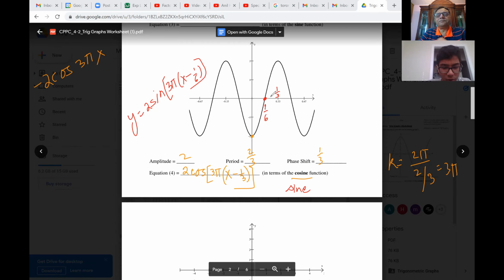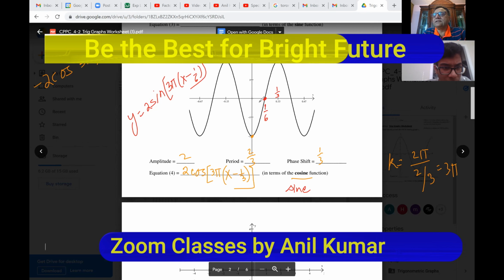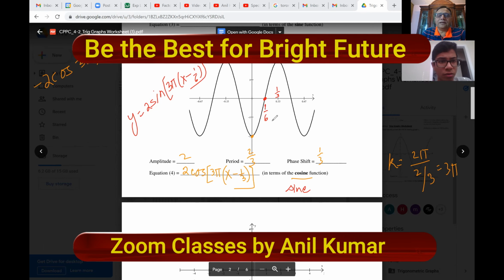Is it okay? It's fine. Look at the graph, it is easier. Yeah, it is 1/3 minus 1/6. Cosine, correct. Perfect.